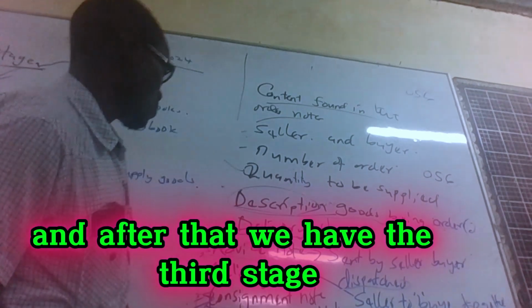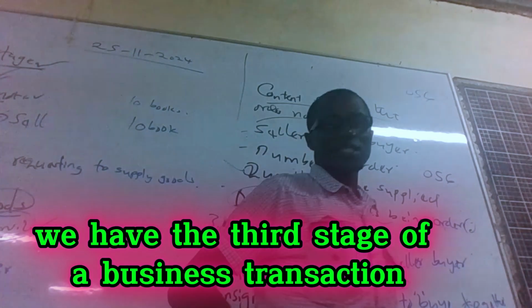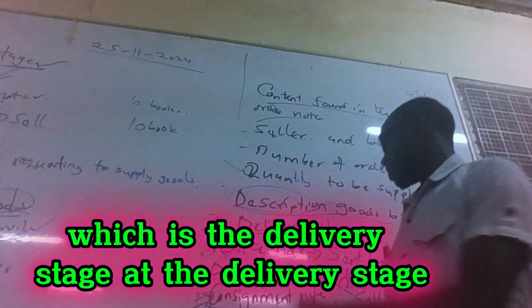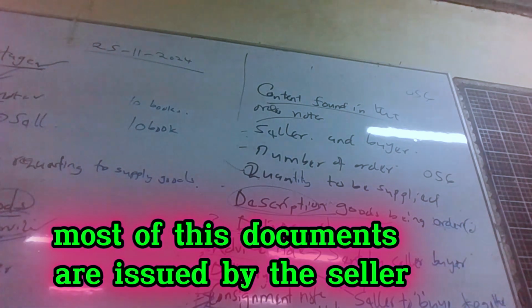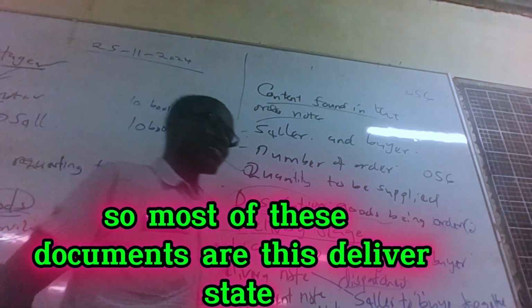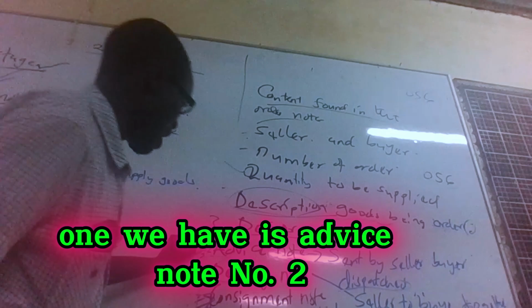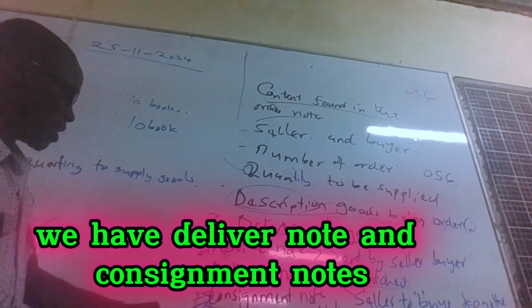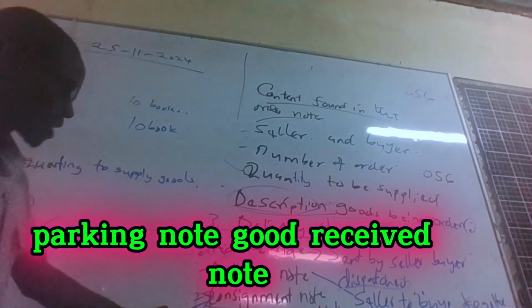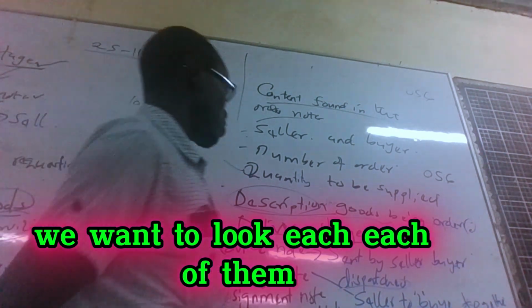After that, we have the third stage of business transaction, which is the delivery stage. At the delivery stage, most of these documents are issued by the seller. And what are these documents? One we have is advice notes. Number two, we have delivery notes, consignment notes, packing notes, and goods received notes. We want to look at each of them.